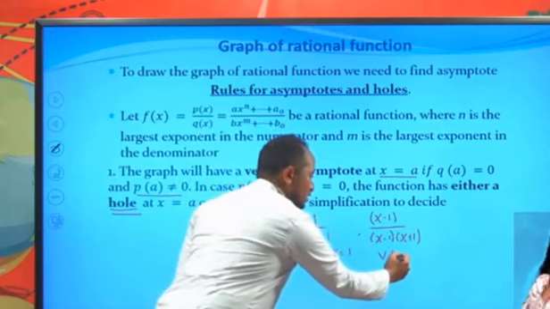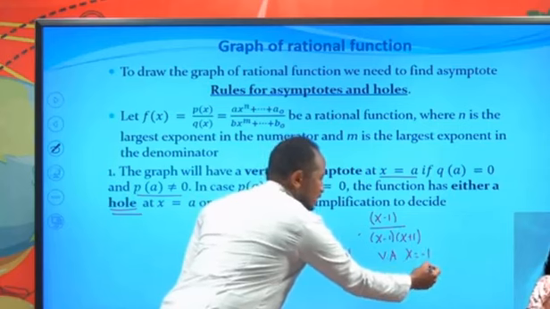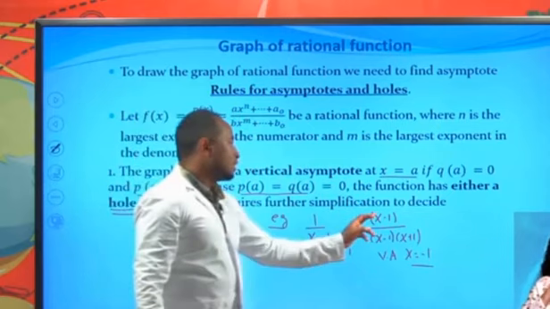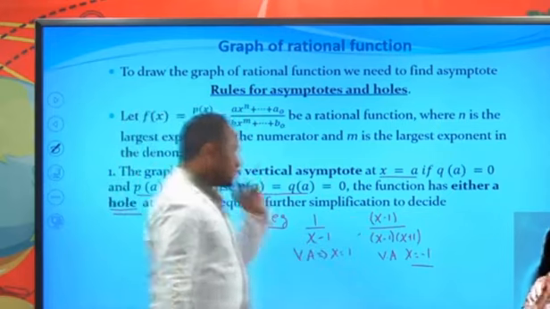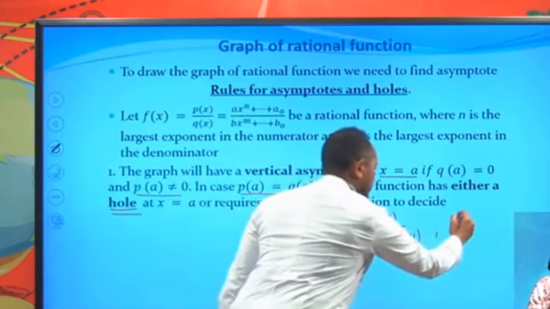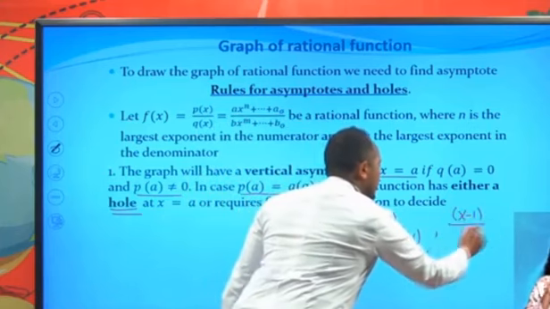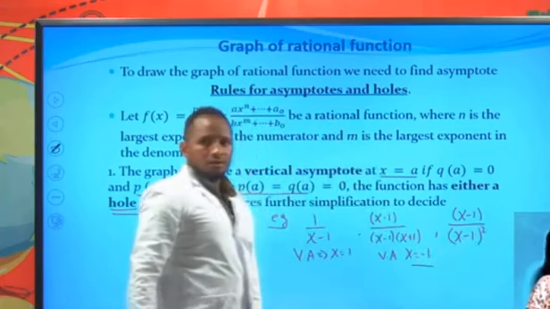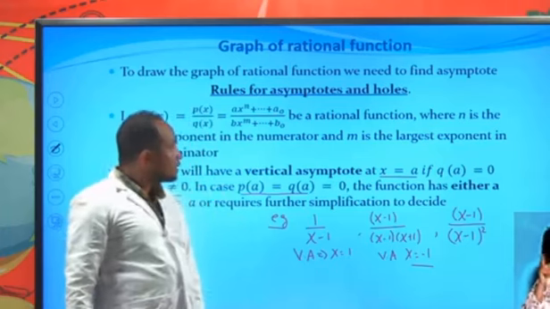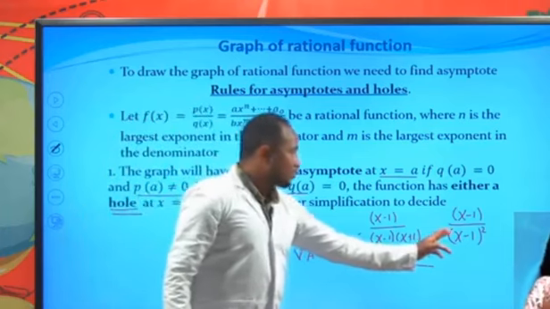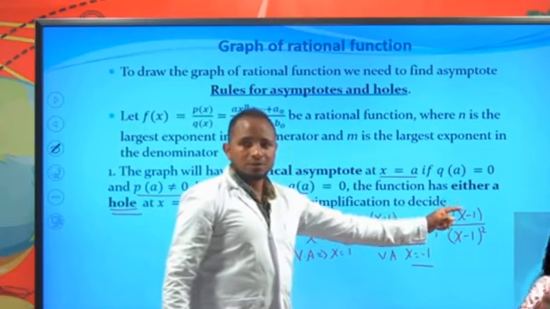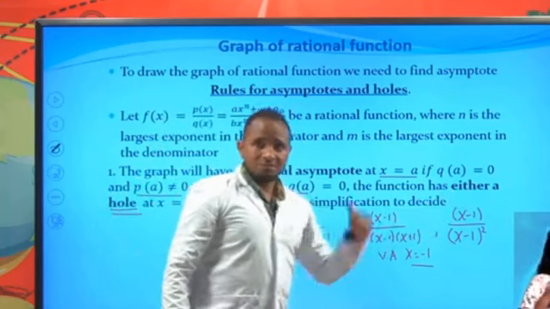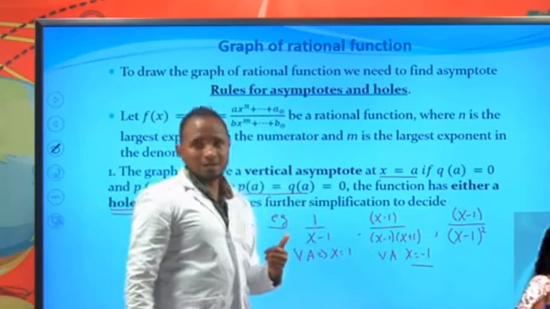If n is equal to m, that is, if the degree of the numerator and the degree of the denominator are equal, then the line y equals the ratio of the leading coefficients, a over b, is the horizontal asymptote for the given rational function. Now the fourth rule: if n is equal to m plus 1, then the graph has an oblique asymptote, and we can find this oblique asymptote by long division.